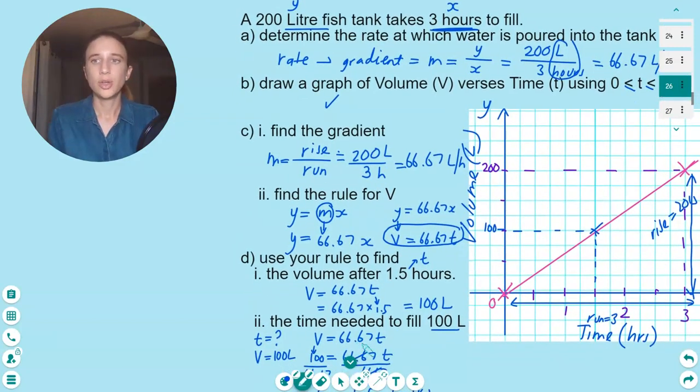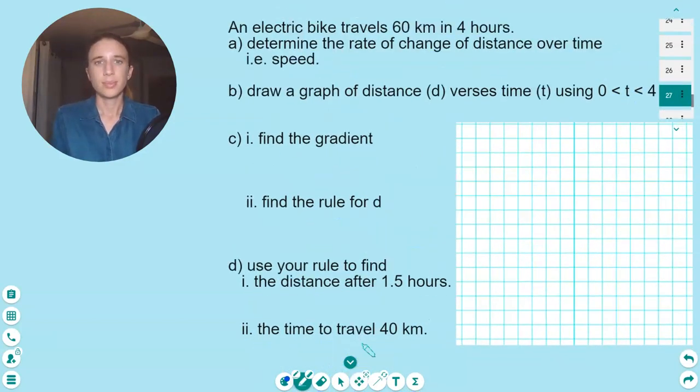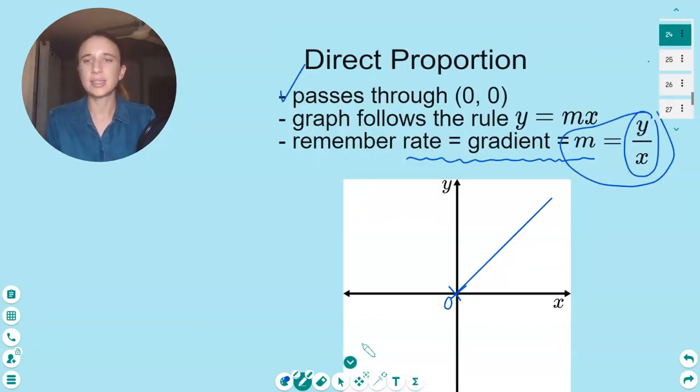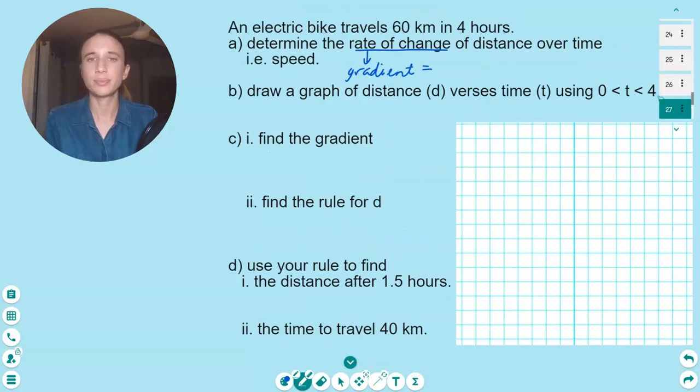All right, what's next? Okay, an electric bike travels 60 kilometers in 4 hours. Determine the rate of change of distance over time, i.e. the speed. The rate of change means gradient. And coming back here, we know that the gradient is the change in y over the change in x, y over x, which means we need to determine what's our y variable and what's our x variable here.